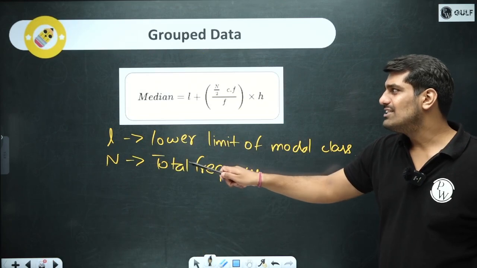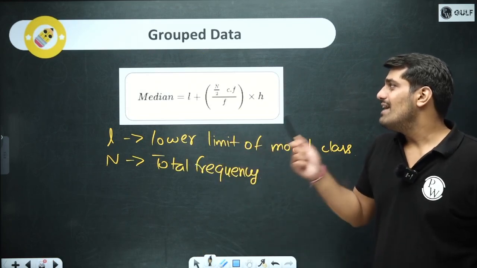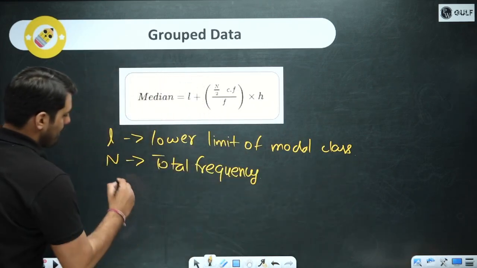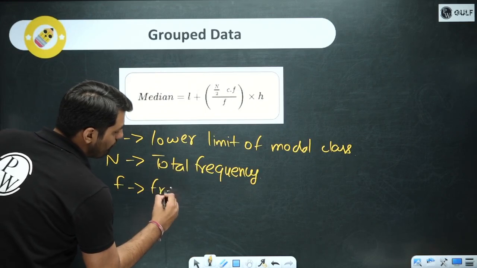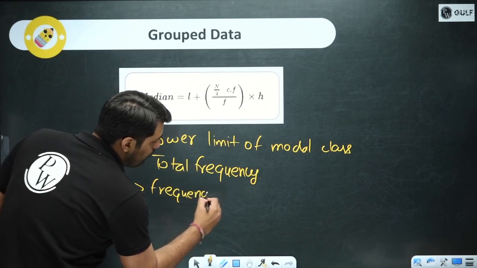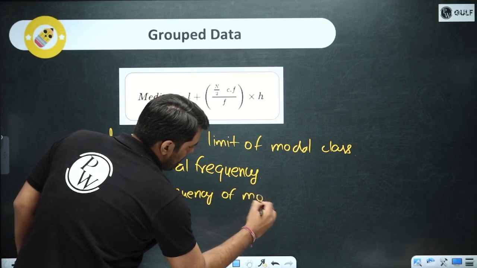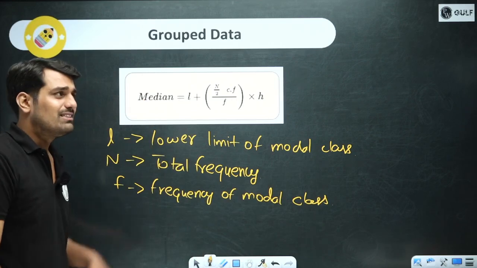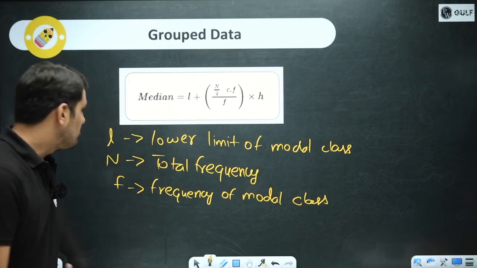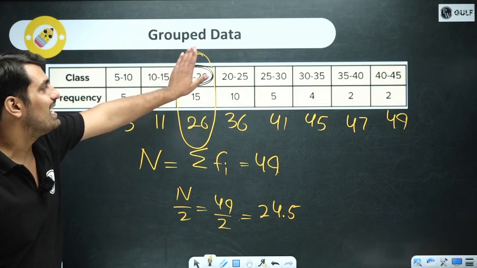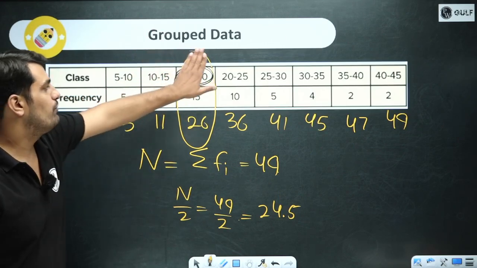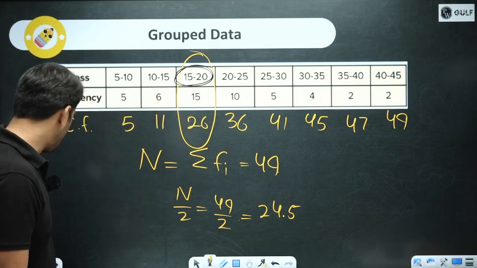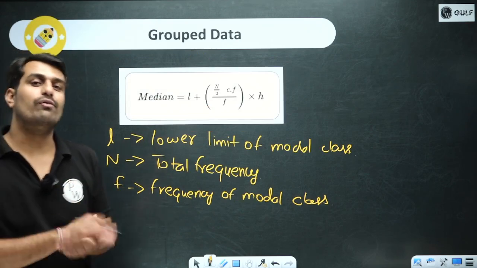L is known, N is known, so N by 2 can be known. Then we have frequency. Let's write down frequency itself. Frequency of modal class. Modal class we have already solved. So over here, this is our modal class. So in this class, what is the frequency? Frequency is 15. So our value for F is 15 over here.